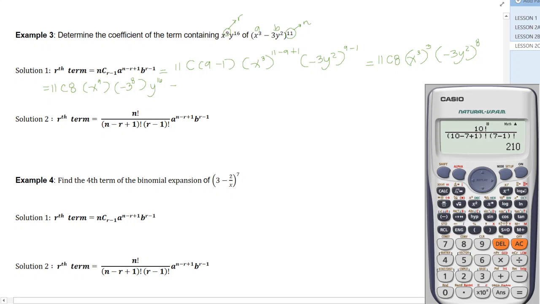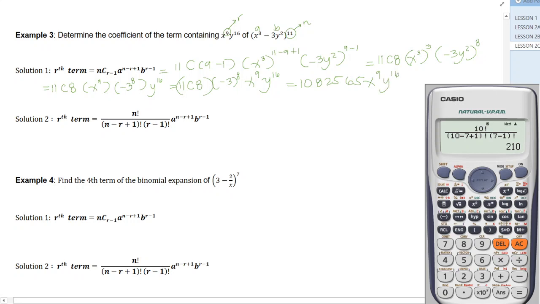So that is equal to 11C8, that is negative 3 raised to 8. We multiply there. That is already x raised to 9 multiplied by y raised to 16. So that is also equal to 108265 x raised to 9 y raised to 16.